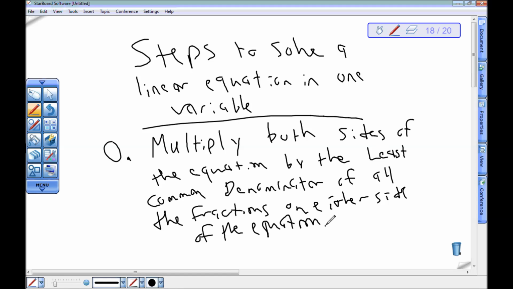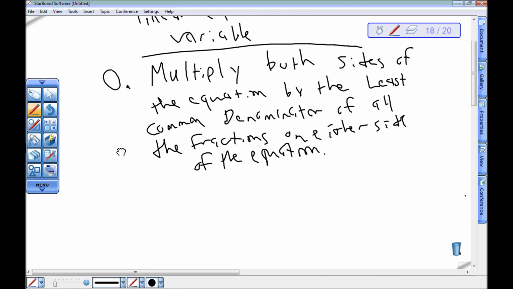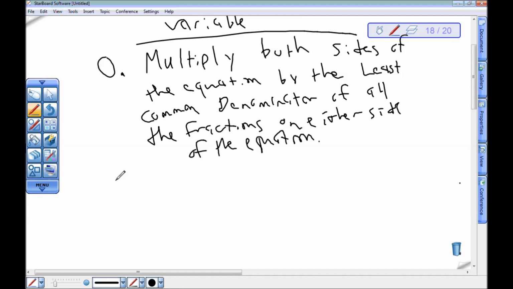If you have fractions and you do not want to deal with them, this is a choice you can make. Multiply both sides, get rid of all the fractions by multiplying by the least common multiple or least common denominator of all the fractions. Be careful when you do this. Make sure you multiply everything by that, each term. And yeah, there's our option. Now, what allows us to do that without changing our solution set, of course, is the multiplication property of equality. So that's an option.